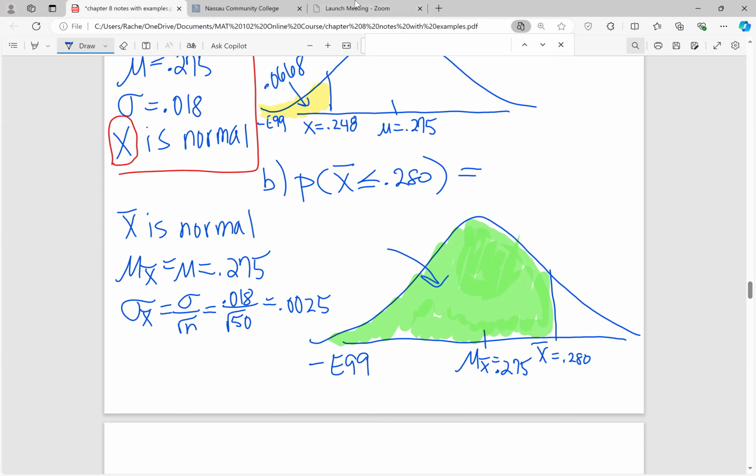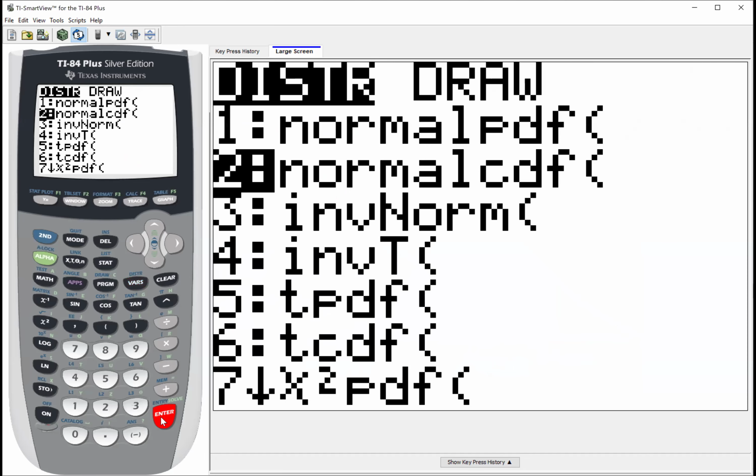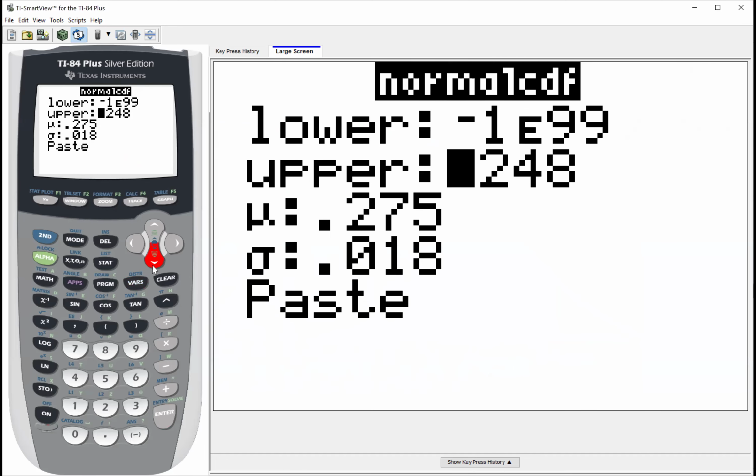So let's go to the calculator, pull up normal CDF. My lower is negative E99, but now my upper is 0.280. The mean is 0.275, and the standard deviation is 0.0025.